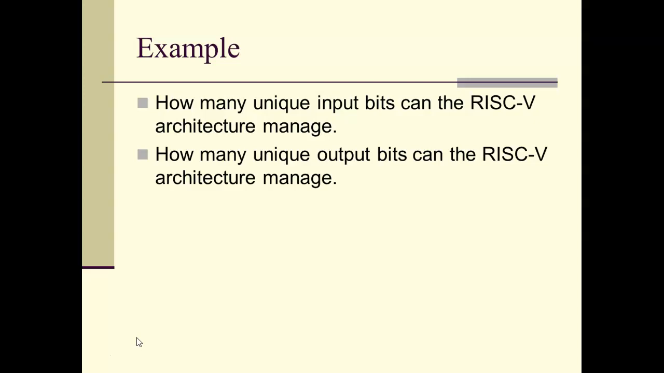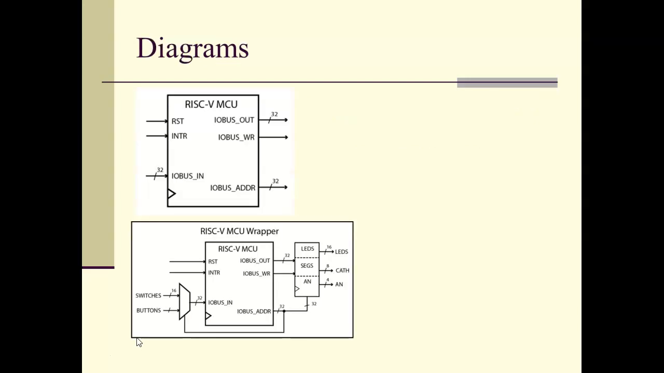Now the issue here is, actually we can switch to the diagrams here. So this is diagrams. The notion is these devices are designed to do I/O, meaning they're designed to interface with the outside world. So generally input data, crunch it around, output it. This is the input right here. And the notion is, how many unique inputs can I hang on this thing and still have the RISC-V manage them? And also the output, this is the output data right there. How many unique bits can I do?